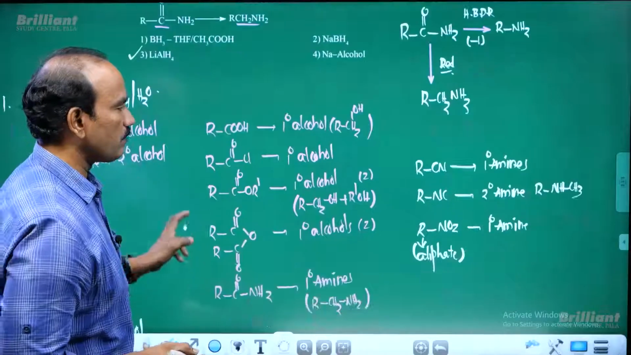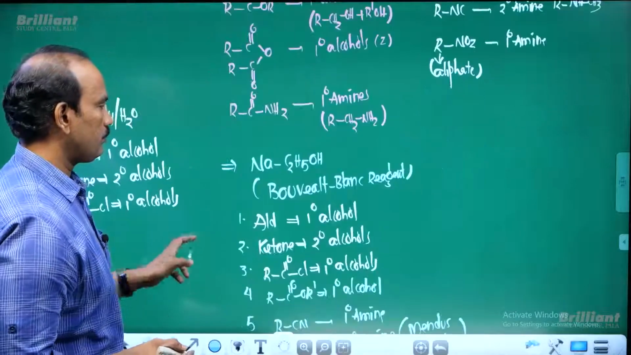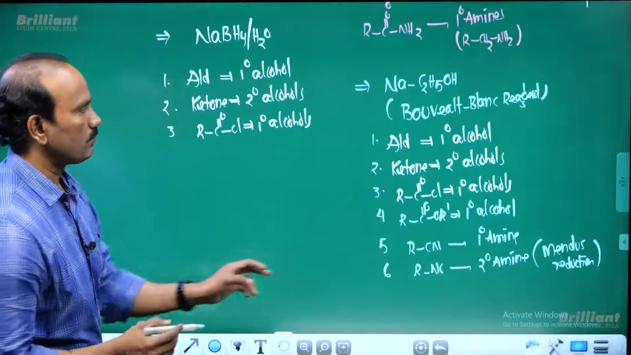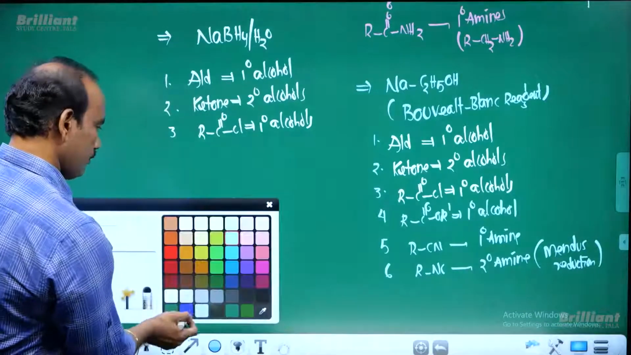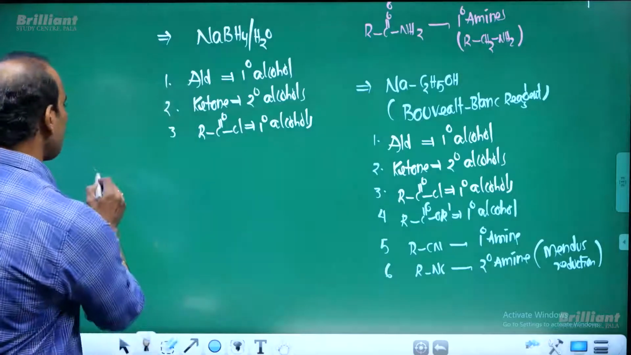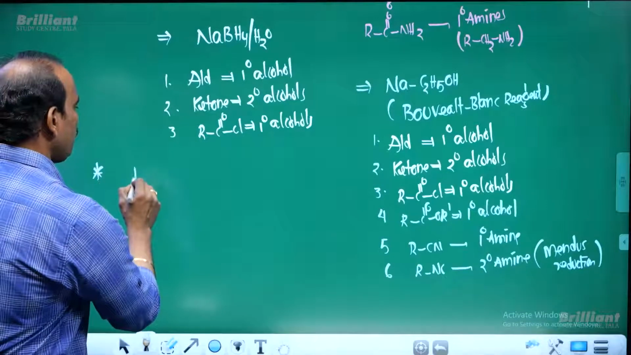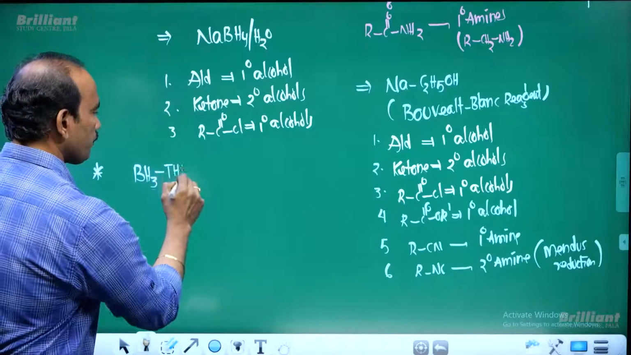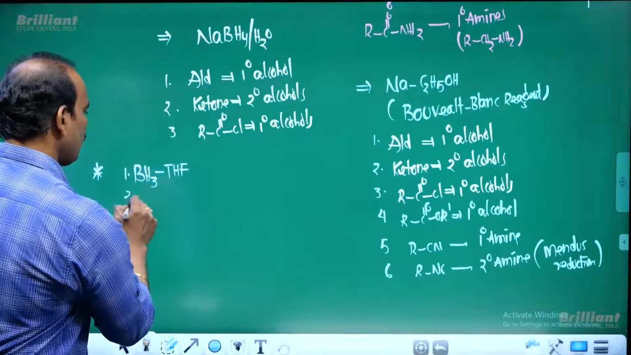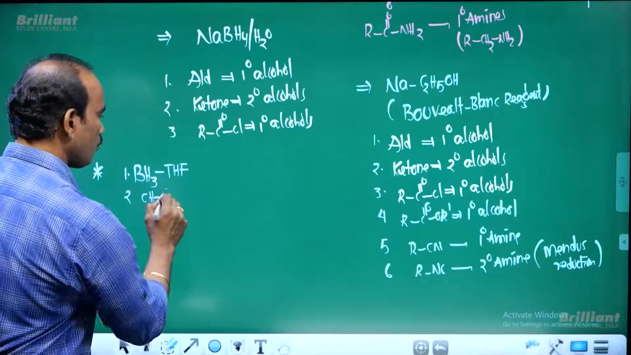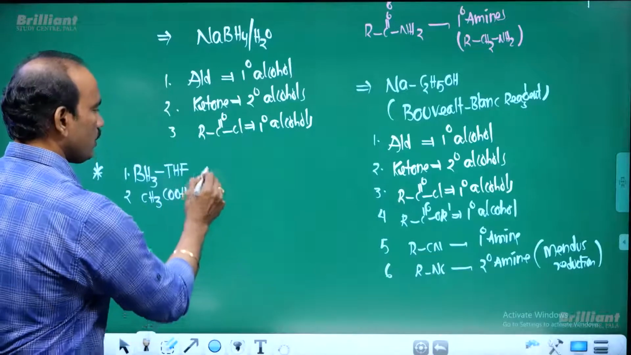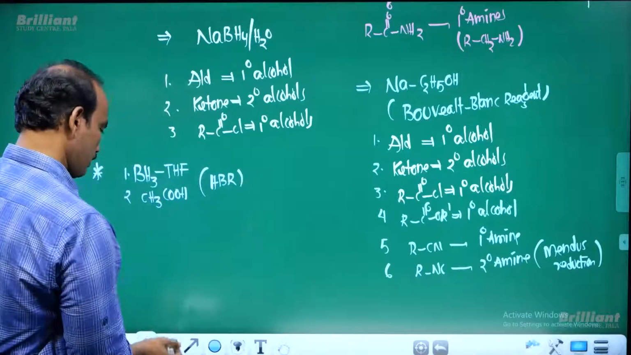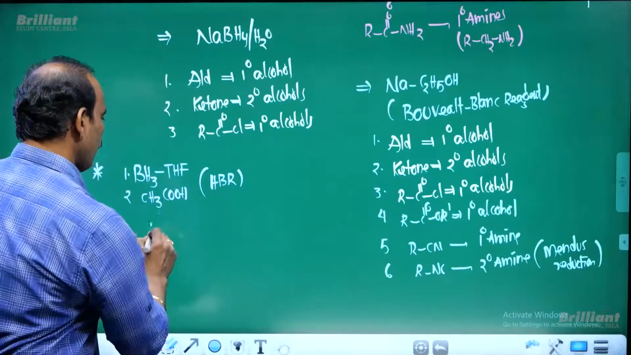Next one. Here BH3 THF and CH3COOH. This is hydroboration reduction. This is 1.